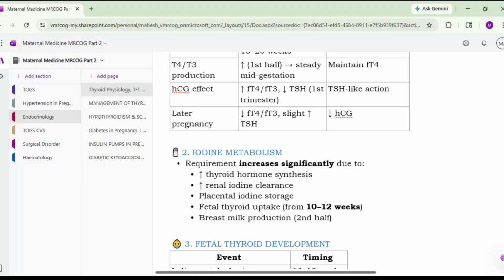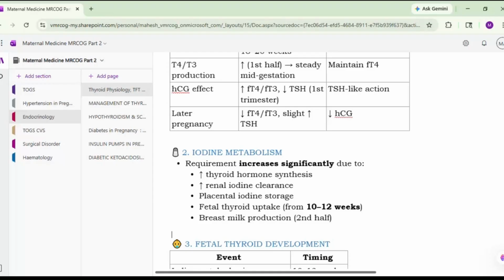Let's see about the iodine metabolism. So what happens to the iodine metabolism? There is an increased requirement. This is mainly because of the increased thyroid hormone synthesis. There is increased renal iodine clearance. There is placental iodine storage, and there is fetal thyroid uptake from around 10 to 12 weeks of gestation. The breast milk production, which begins in the second half, also requires this iodine, because again for the fetus the breast milk will be the source of the iodine, and the breast milk production will begin in the second half of the pregnancy itself, and that is why the iodine requirement is increased.